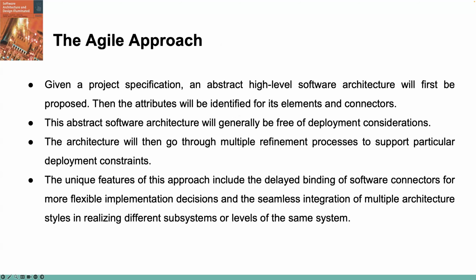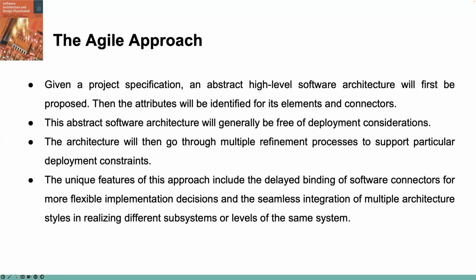Let's dive into how we can go from project specification to working software architecture through a more modern iterative approach. Step one is proposing the high level architecture. When we begin a project, we start by creating a high level software architecture. This is like drawing a rough sketch of a building. You know what rooms you need, but haven't figured out how the electricity or plumbing will work yet. At this point, the design is abstract and doesn't consider specific deployment issues, like where the software will eventually run.